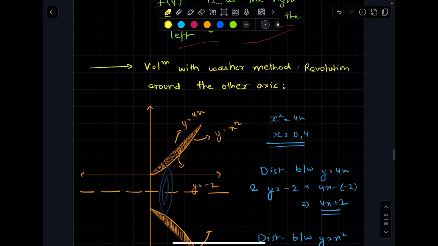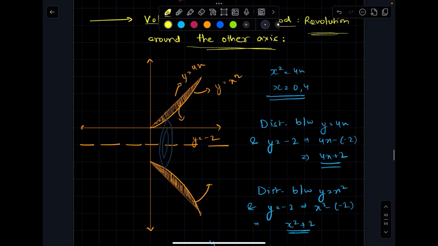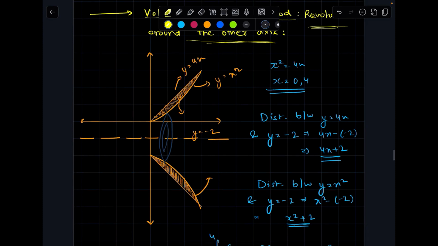Now we are going to be talking about volumes with the washer method when you are revolving around other axes. So we have three equations here: y equals 4x, y equals x squared, and a line y equals minus 2. The first thing I'm going to do is find the limits, which are going to be 0 to 4, because that's the area which is bounded by them. So it's 0 to 4.